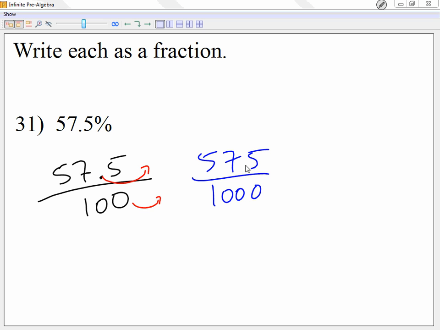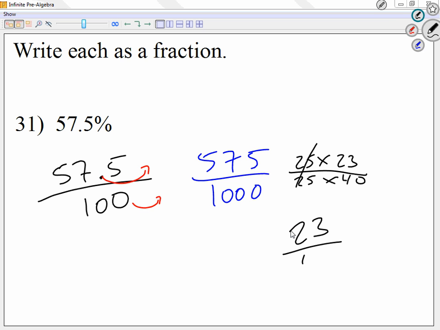And then simplify your fraction. 575, I'm thinking of 25 times 23. 1,000, I'm thinking of 25 times 40. I cancel the 25s, and I'm left off with 23 over 40. Right, 23 over 40, I cannot do anything. So my answer is 23 over 40. Once again, percent is always over 100. Get rid of decimals if you have any, and then simplify your fraction.